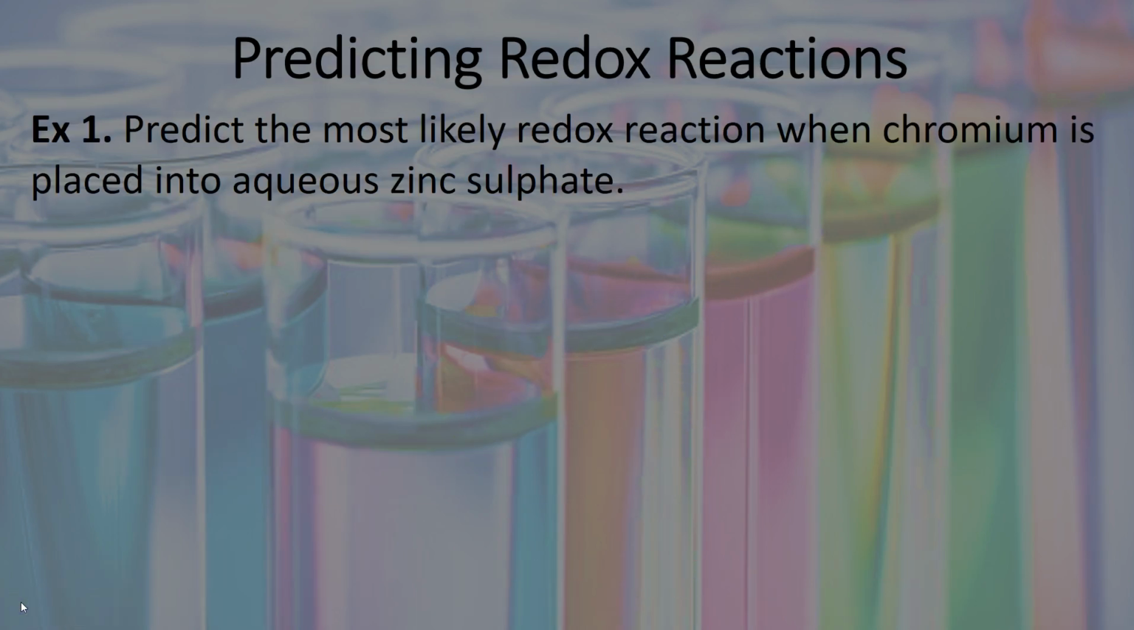Right, so let's put these steps into practice with some reactions. Predict the most likely redox reaction when chromium is placed into aqueous zinc sulfate. First of all, I'm going to write everything out that I have here. Chromium, Cr, is just a piece of metal I'm putting in there, so it's chromium solid. The next one is aqueous zinc sulfate. This is an ionic compound, so I would look on the solubility table, or just assume it's aqueous and has dissociated into its ions. Zinc is a 2+ aqueous ion, and sulfate is SO4 2- aqueous.